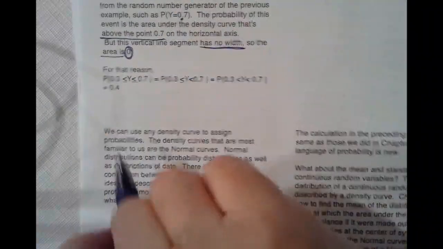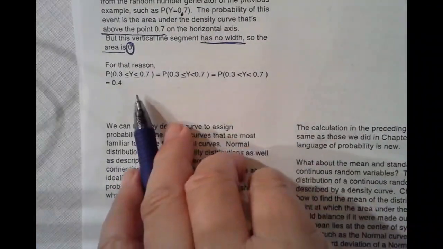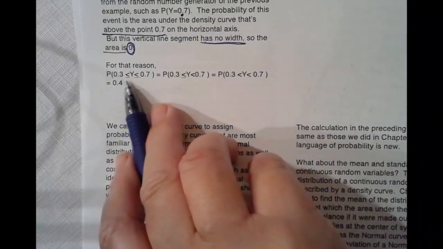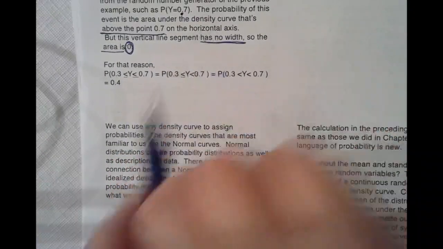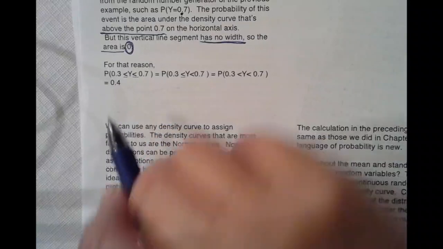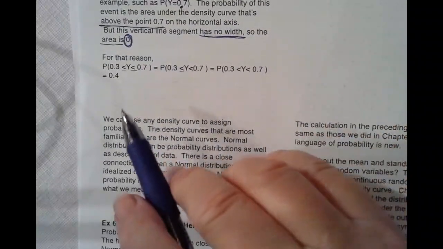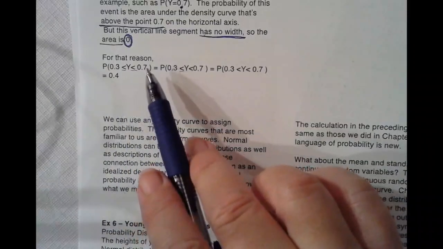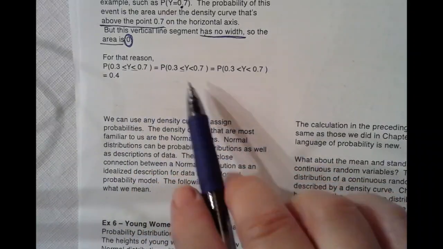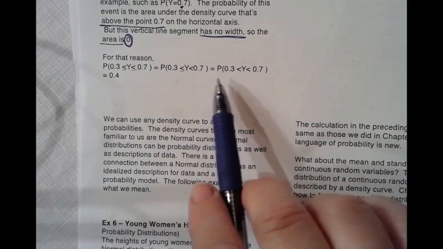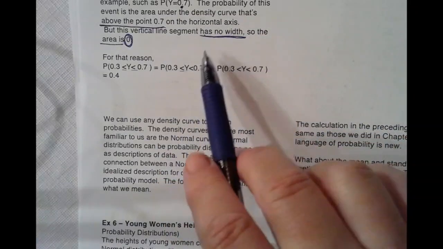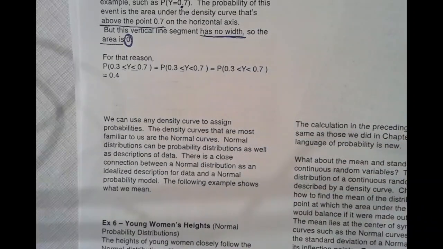So for that reason, we can write less than or equal to, or just less than. It doesn't make a difference. So the answer is just 0.4. Remember how in discrete probability, it absolutely does matter if you write less than or equal to. In continuous random variables, we do not make a distinction between them.